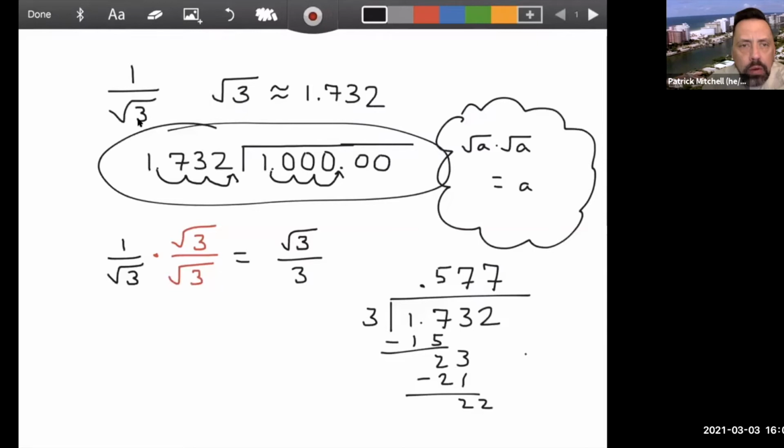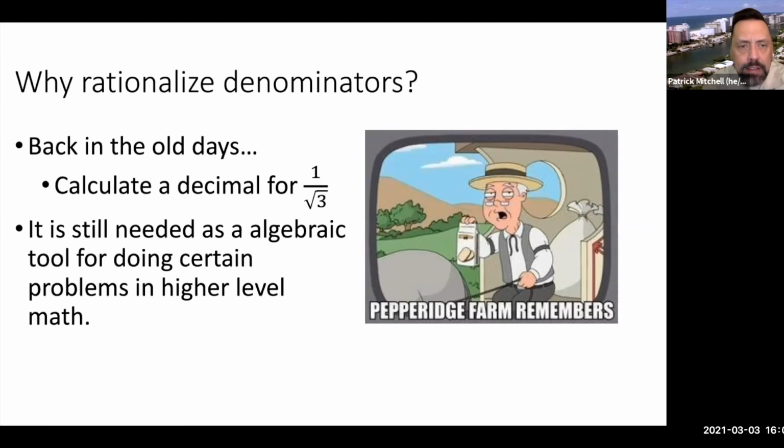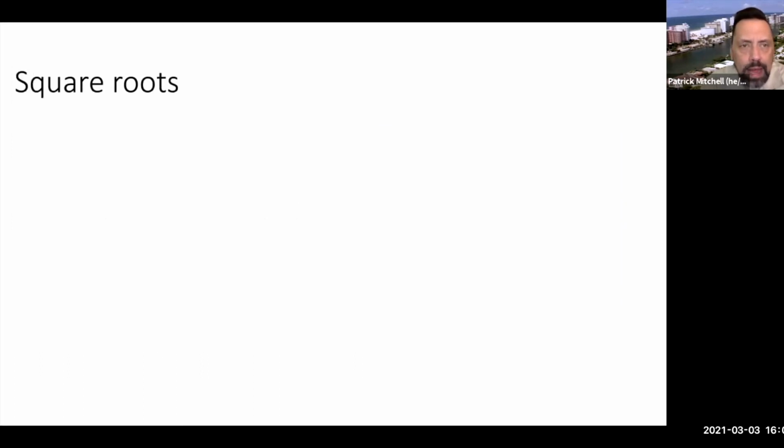All right, now I just want to say one other thing about this. Now, of course, it would be totally fair to ask, okay, but why do we still do this? Everybody's carrying a calculator around. It's no longer a big deal to divide 1 by 1.732. Well, we don't really do it for that reason anymore, but it is still needed as an algebraic tool for doing certain problems in higher level math. And I'm going to show you an example in a little bit, give you a little taste of a calculus problem.